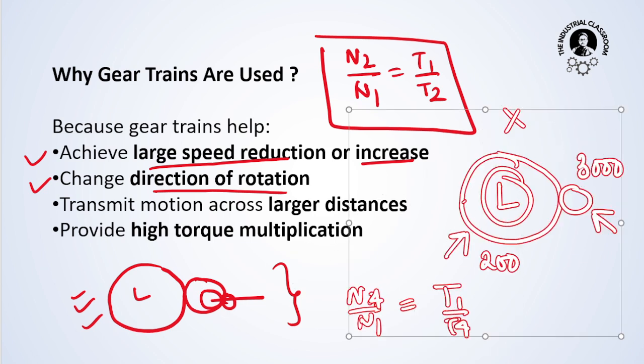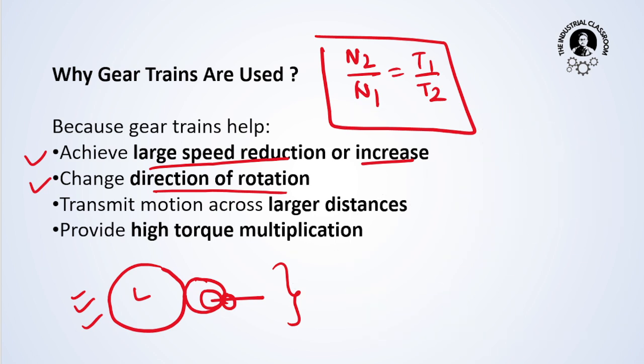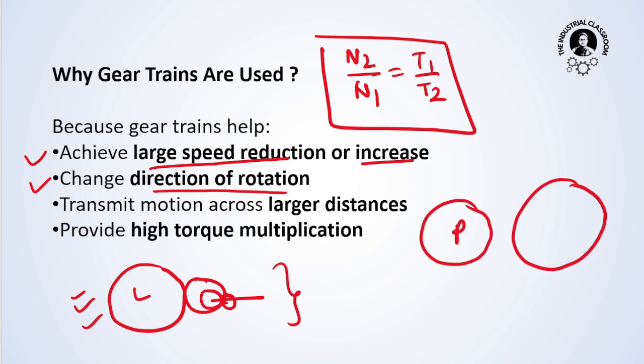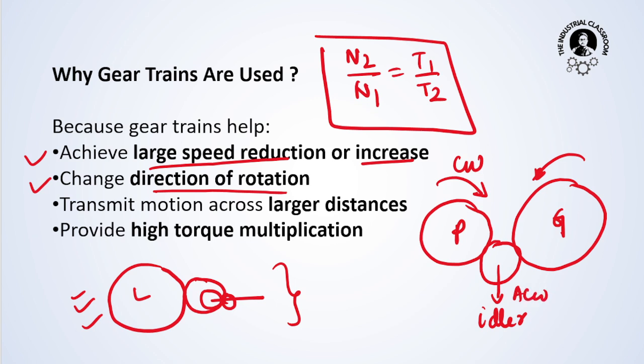Now, to change the direction of rotation, let me just erase what we have made here. To provide a change in direction, see, this is a pinion, this is a gear. We know that this is rotating clockwise, and this would rotate anti-clockwise if these are engaged. But how to change this direction to the same? What I will do is engage an idler gear here. So this rotates clockwise, this rotates anti-clockwise, and finally this will rotate clockwise. So a change of direction of rotation is provided.